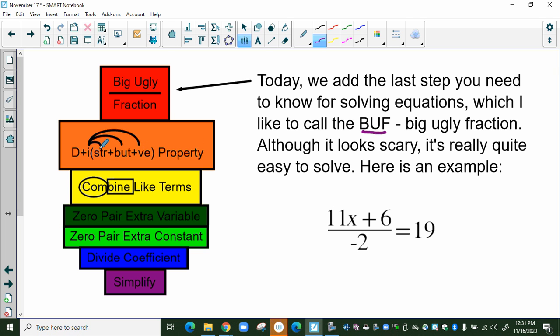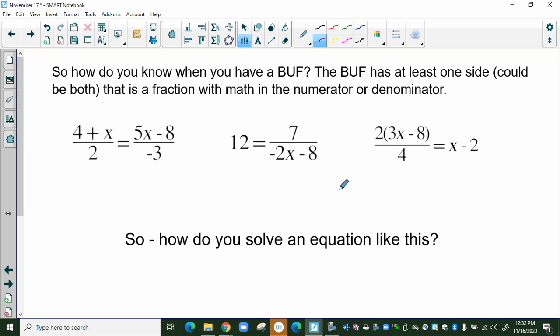So now instead of looking for the distributive property first, we're going to be looking to see if we have a big ugly fraction first. Here is what it looks like. One side of your equation, or possibly both sides, will be a fraction, and the fraction will have math in it. You'll see addition, subtraction, multiplication, division, something in that fraction. And in order to solve this equation, what we really want to do is make this not look like a fraction anymore. And luckily for us, it is very easy to do that.